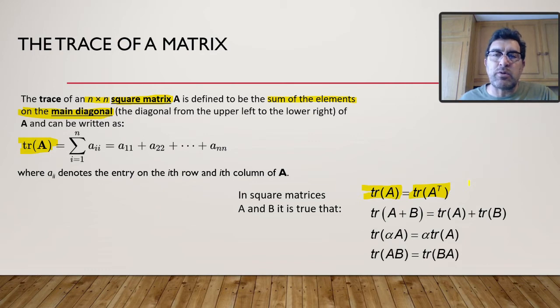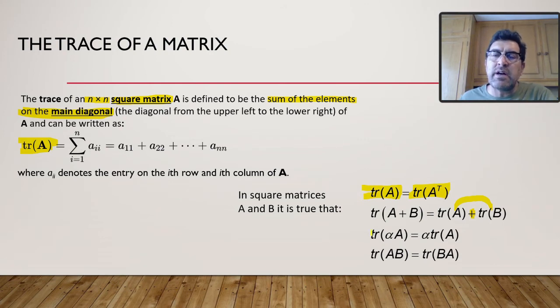Now we'll talk about why. The trace of the sum of two matrices is the same as the sum of the two traces of each of these matrices separately. So you can work out the trace for matrix A, work out the trace for matrix B, add the two together, and it gives you the trace of the sum of the two matrices.